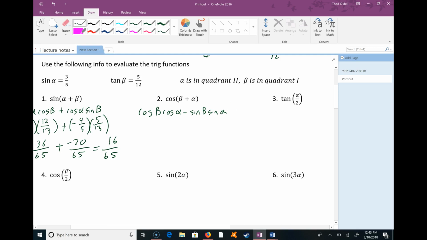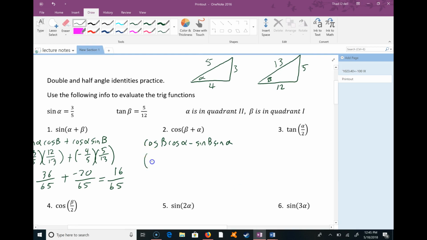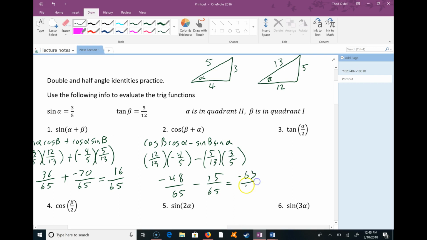And notice the order matters here because alpha and beta are two different triangles, so we need to put those in the right order. So once again, I need to go to the triangles. So cosine of beta is, as we said, 12/13. Cosine of alpha is negative 4/5, because we already saw that. Sine of beta is 5/13. And sine of alpha is 3/5. We multiply those out, we get negative 48 over 65 minus 15 over 65. And that's negative 63 over 65.